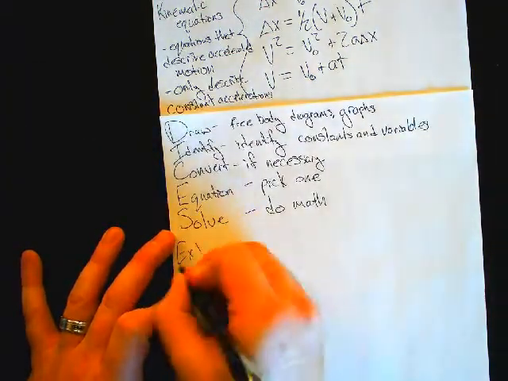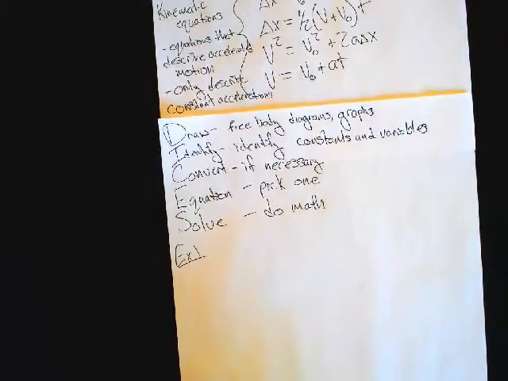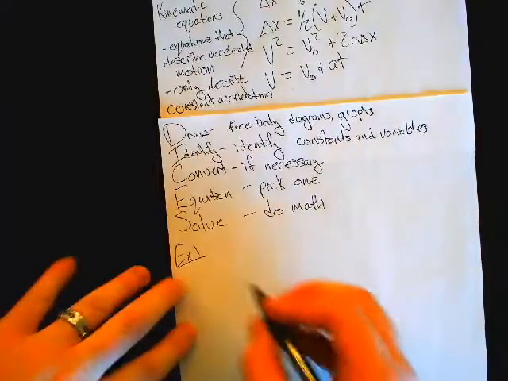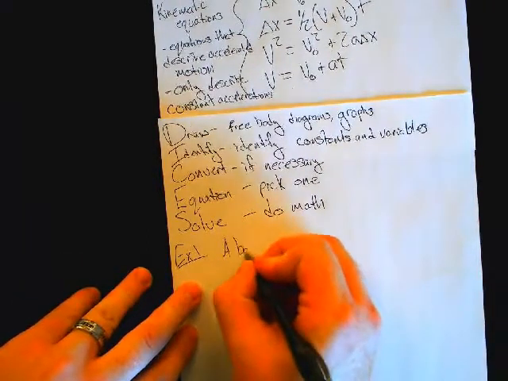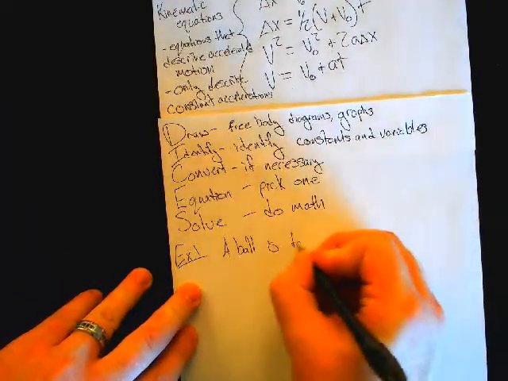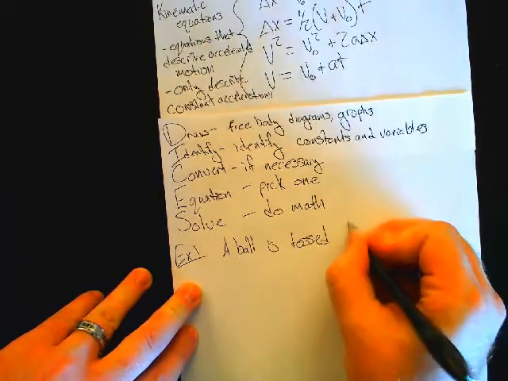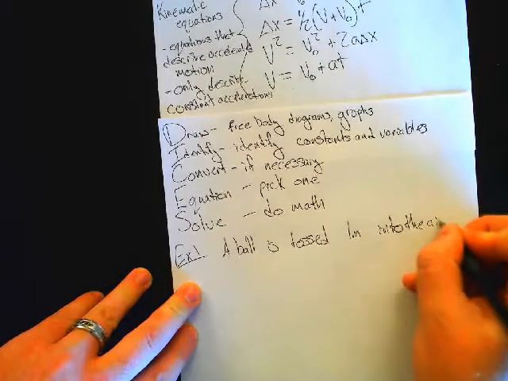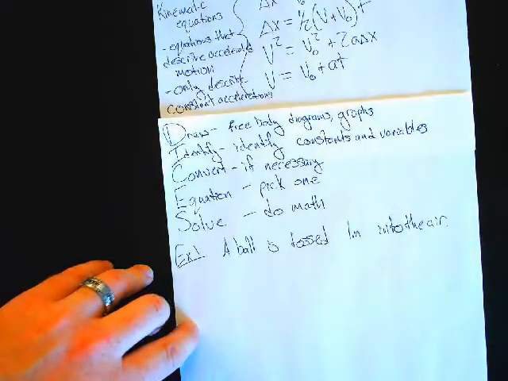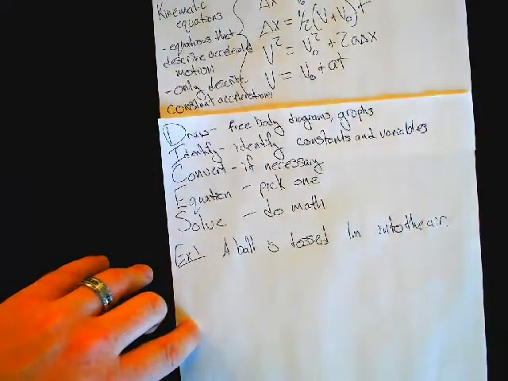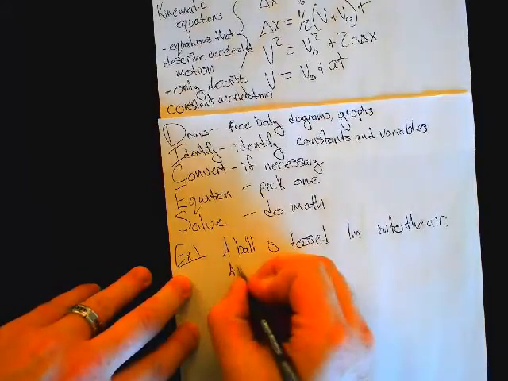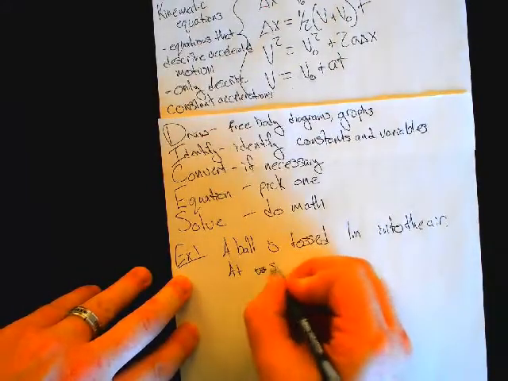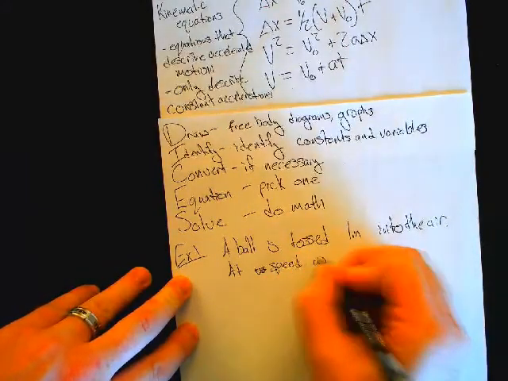Example 1. So we said that we took a ball and we tossed it into the air. Now let's say we toss it exactly a meter. The ball is tossed 1 meter into the air. In order to reach that height, what speed was it thrown at? At what speed was it thrown?